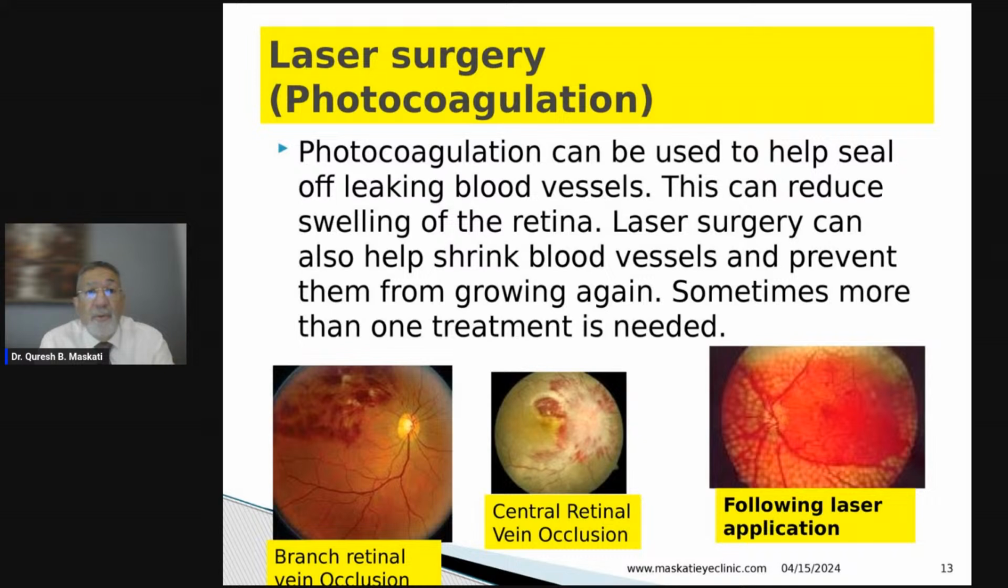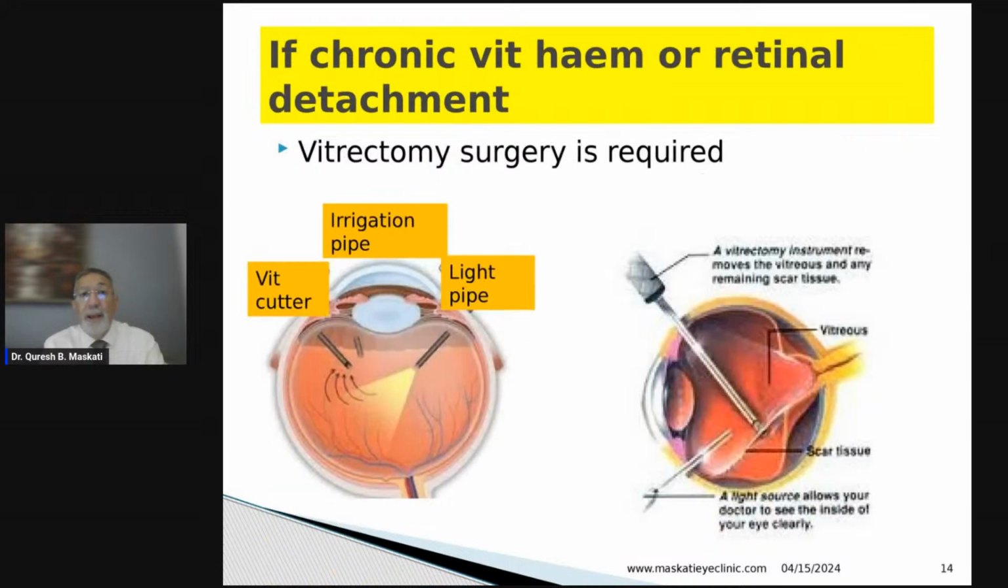Similar things are done when one large vessel is blocked on one side, which is called a branch retinal vein occlusion, or if the central blood vessel is blocked, then you get central retinal vein occlusion. In both of these, we need to do laser photocoagulation. It helps to shrink blood vessels and prevents them from growing again. We may need to repeat the treatment as well.